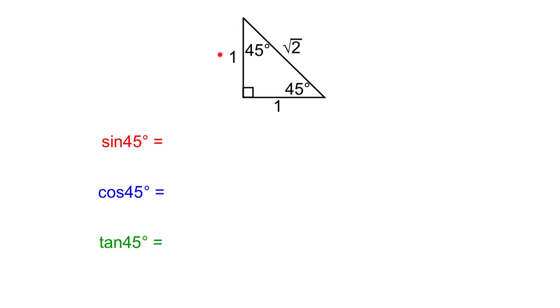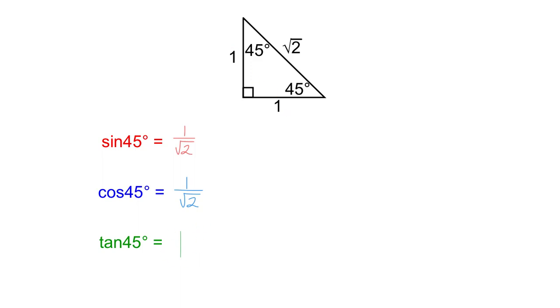We can use this basic triangle to figure out the sine, cosine, and tangent of 45 degrees, and we can get an exact answer. So the sine of 45, well, here's 45 degrees, opposite over hypotenuse, 1 over root 2. The cosine, adjacent over hypotenuse, 1 over root 2 again. The tangent, opposite over adjacent, 1 over 1, which is 1.